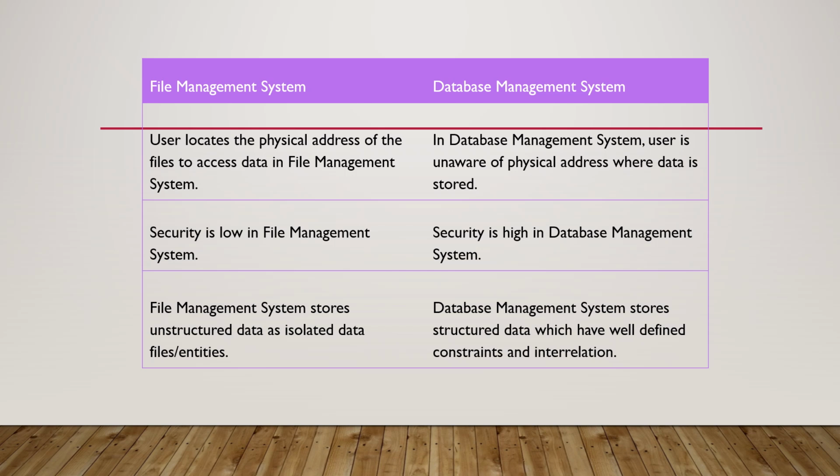You can locate the physical address of the file to access the data in a file management system. In DBMS, the user is unaware of where the physical address is stored. And security is low in file management and security is high in DBMS. A file management system stores unstructured data, which means isolated data files or entities will be there. And DBMS stores structured data, which means all the data is in the form of rows and columns, for example, tables. It has well-defined constraints and interrelations.